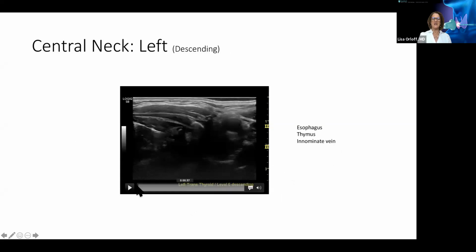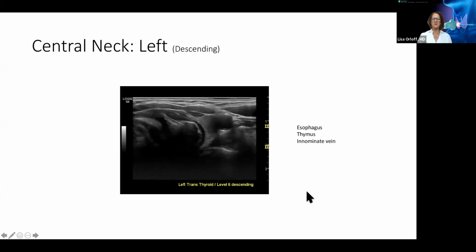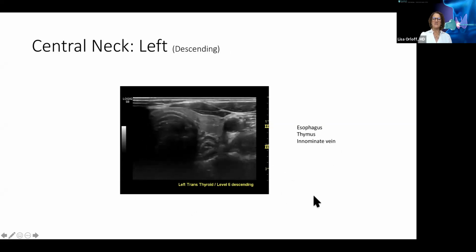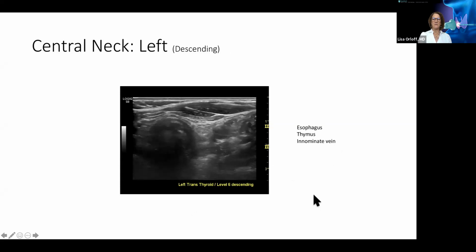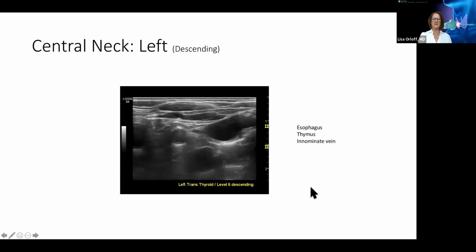On the left side, we see descent through the thyroid lobe, between the carotid and the trachea, past the esophagus, down through the thymus, and down to the innominate vein here.